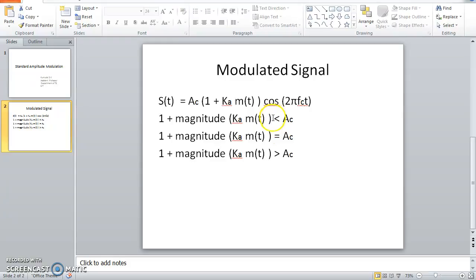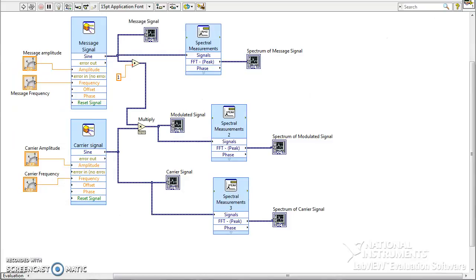So let us try keeping these three in mind. Let us simulate the amplitude modulated signal and verify it by comparing with respect to the amplitude of the carrier signal. So we shall switch over to LabVIEW.